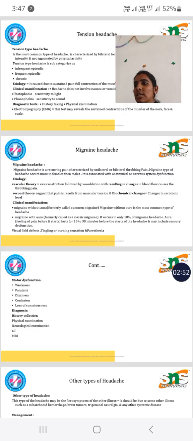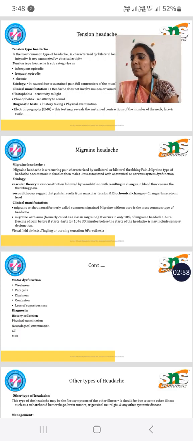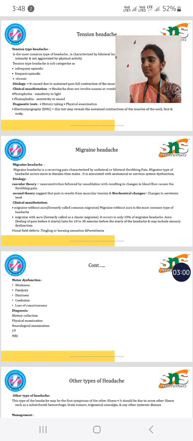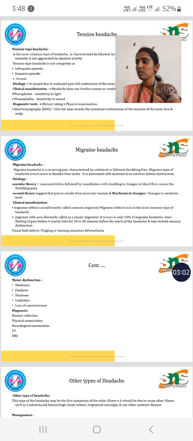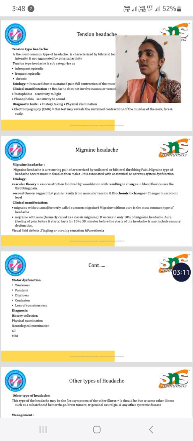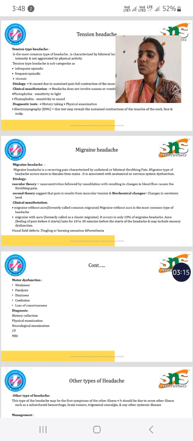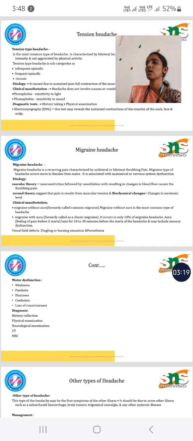These are the migraine types, with or without aura, seen only in migraine headache. The motor dysfunctions are weakness, paralysis, dizziness, confusion, and loss of consciousness. The diagnoses are history collection, physical examination, neurological examination, CT, and MRI, which are the common diagnostics.